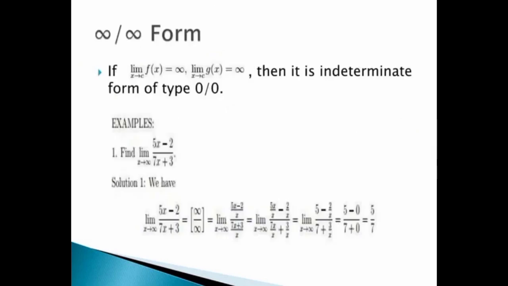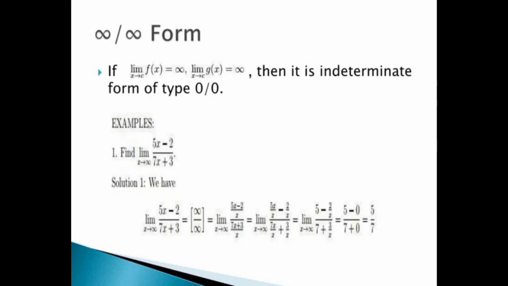So the infinity over infinity form. If the limit of f of x is equal to infinity, and the limit of g of x is equal to infinity, then it is an indeterminate form of type infinity over infinity. So for example, find the limit of 5x minus 2 all over 7x plus 3, as x approaches infinity, which is indeterminate.